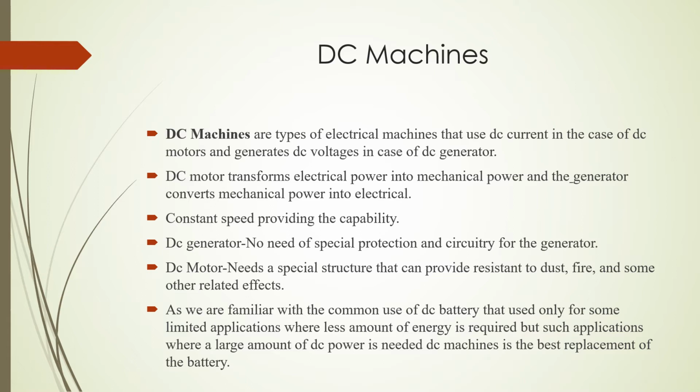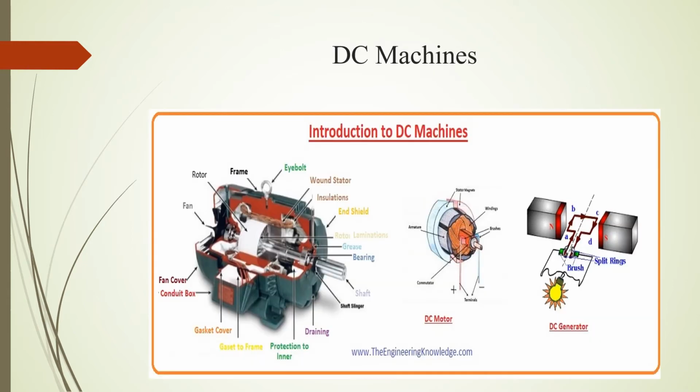As we are familiar with the common use of DC batteries, they are used only for limited applications where a small amount of energy is required. But for applications where a large amount of DC power is needed, the DC machine is the best replacement for the battery. So, this is the general diagram of a DC machine. Here it shows the DC motor and DC generator.